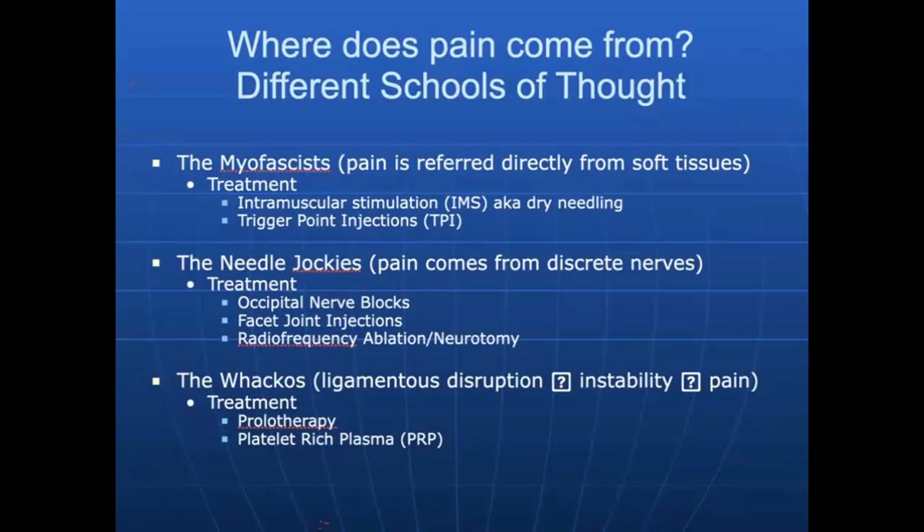Then you have your wackos, also a category I belong to. We believe that it's ultimately ligamentous disruption. Ligaments are the glue holding those bones in your neck together, which leads to instability, which leads to pain. And when that's the case, we have various treatments like prolotherapy and PRP. I'm telling you, this world right now is where I'm having a lot of my best success, doing those types of treatments, even though that labels me as a wacko. Next slide, please.